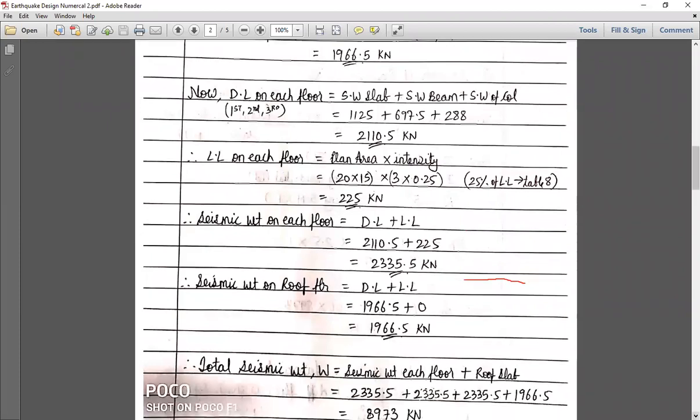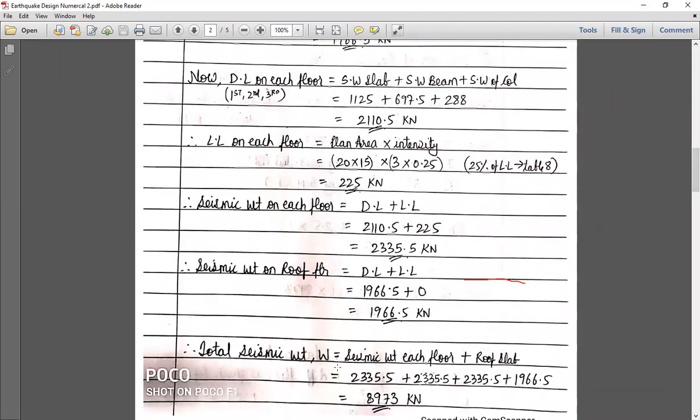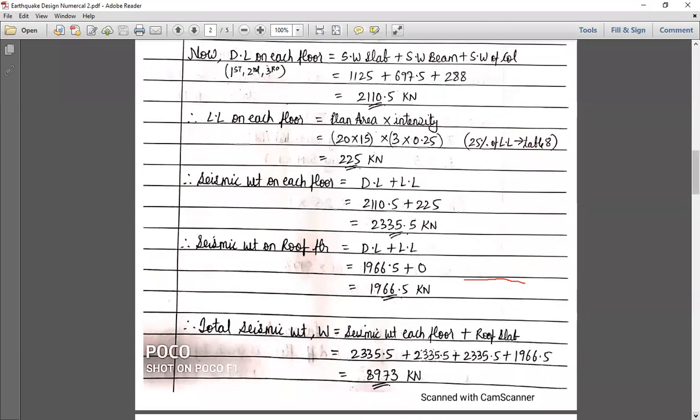So now let us find out the total seismic weight. So the total seismic weight is given by W, seismic weight on each floor plus seismic weight on the roof slab. Okay, so total floor कितने हैं 1 2 3 on each floor, and then on the roof floor it is 1966.5. So the total weight we are getting as 8973 kilonewton. I hope this is clear to everyone, how we calculated the total seismic weight when the dimensions are given to you. So this is the way you have to calculate the total seismic weight.